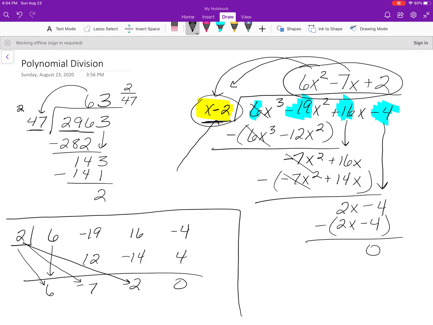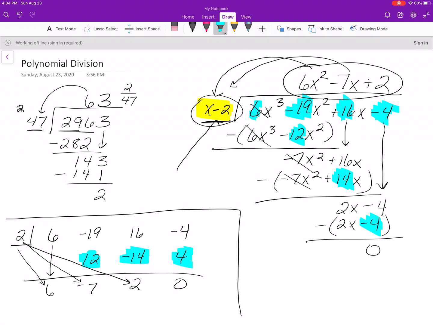All the numbers that you see in my little synthetic division algorithm here are actually in the long division over there. You could find them if you started looking for them. 12, for example, that's right here. Negative 14, well, that's here. You'll see that they're their opposites. Positive 4, well, here's the negative 4. So it basically eliminates all the unnecessary parts of the division.